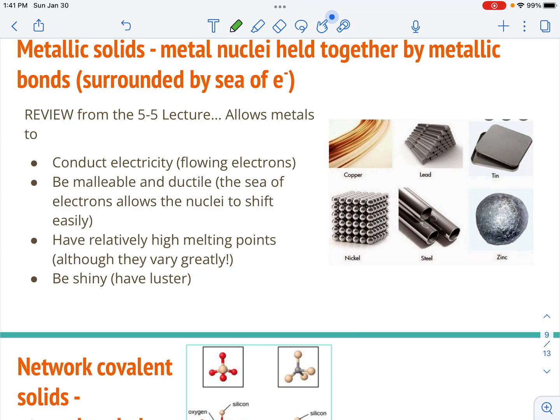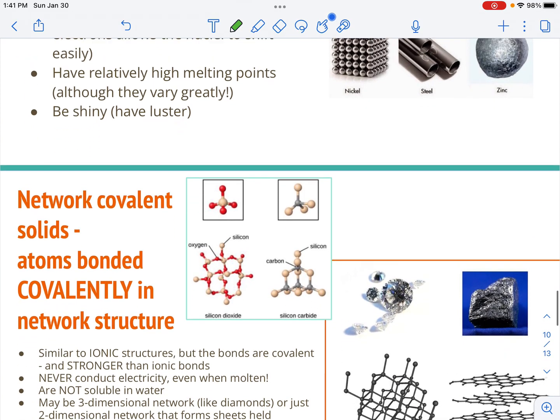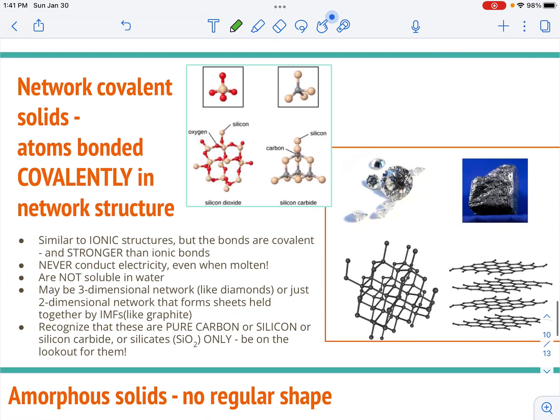So this is what we want to know about metallic solids. You cannot usually identify them by their melting point, but you can by electrical conductivity and by malleable, ductile versus brittle. And they will not dissolve in water. Sometimes they will react with water, but they will not dissolve in water. I didn't put that in the notes.